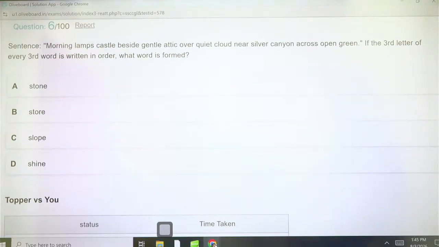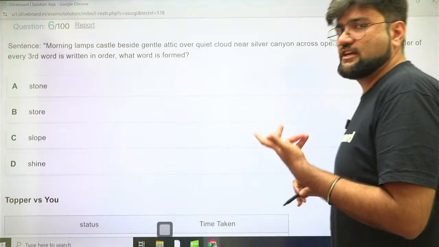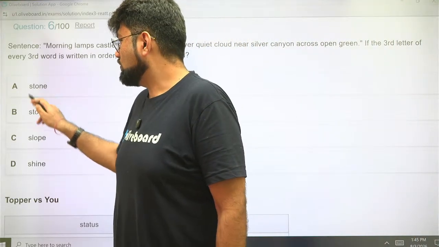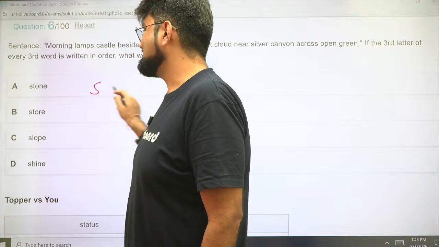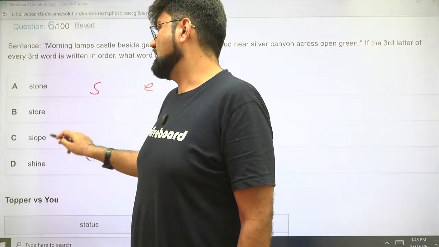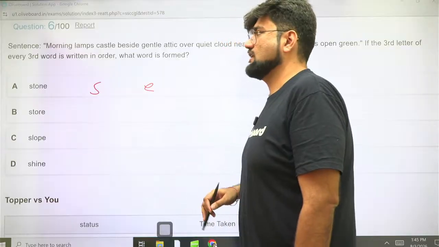Now, the sentence says: morning lambs castle beside gentle attic over quiet cloud near silver canyon across open green. Quite a long sentence. The question is saying, if the third letter of every third word is written in order, what word is formed? Now you can pick up every third word and check the letters. Or like I showed you in the last session also, if you look at all these, the first letter is S and the last is E only. So unnecessarily we will not waste time there. We are picking up the middle three letters because that is where the changes are happening.